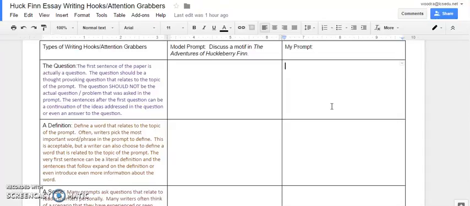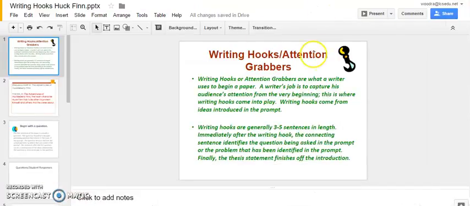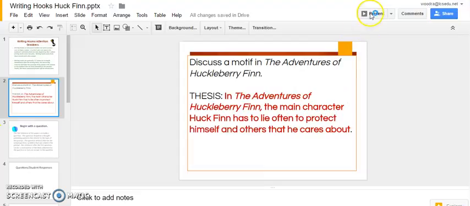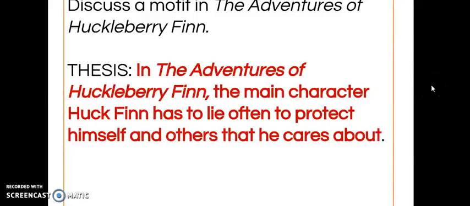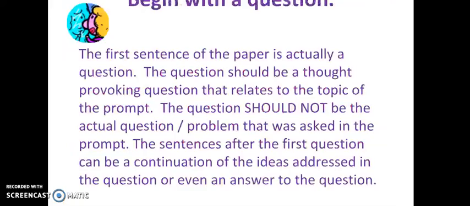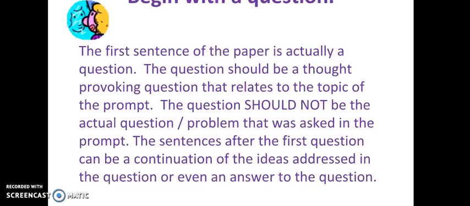So I'm going to start, first of all, with a question writing hook, and I'm going to pull up a PowerPoint presentation, but you can follow along on the actual document. The prompt that I'm going to be working with is: discuss a motif in The Adventures of Huckleberry Finn. The thesis that I've written is, in The Adventures of Huckleberry Finn, the main character Huck Finn has to lie often to protect himself and others that he cares about. So I want to start thinking about how I can start my paper. I tend to write several writing hooks and then go back and see which one I like best, which one matches up with what I've really said in my paper. So I'm going to start with beginning with a question.